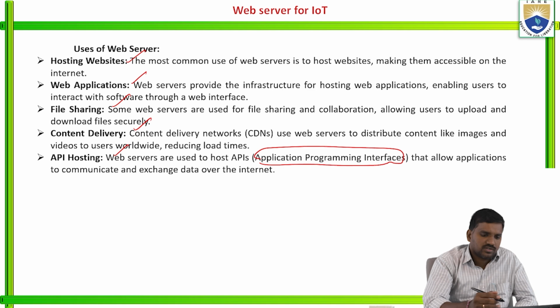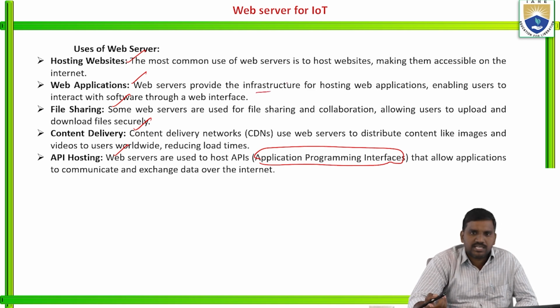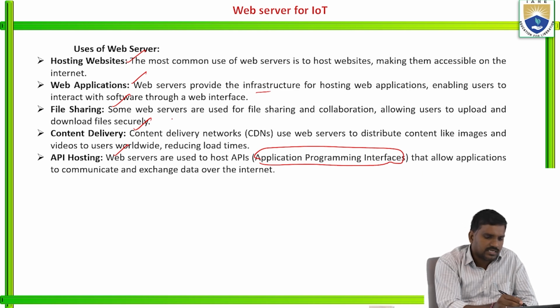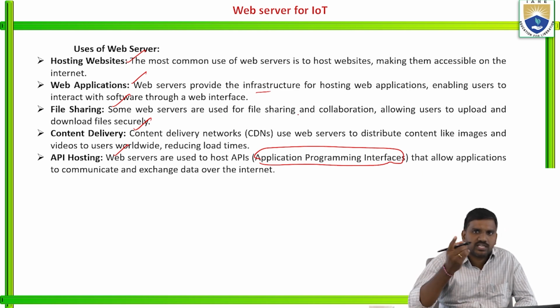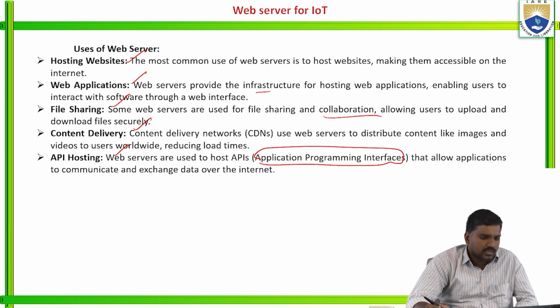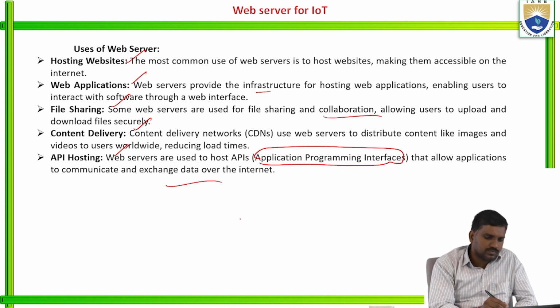Web application: the server provides infrastructure for hosting web applications, enabling users to interact with software through web interfaces. And file sharing: some web servers are used for file sharing and collaboration, allowing users to upload and download files securely. Content delivery networks are used when servers distribute content like images and videos to users worldwide, reducing load times. Web servers are also used to host APIs, which allow applications to communicate and exchange data over the internet.